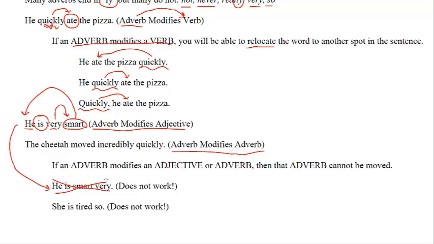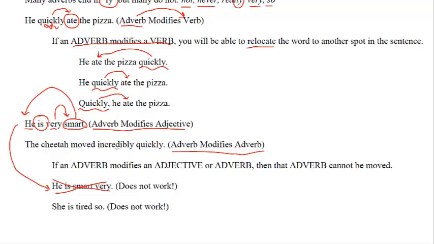And therefore, we know it does not modify a verb. It must modify either an adjective or an adverb, and it does. I can't relocate that adverb. This adverb modifies this adjective, and it has to stay at that point in the sentence.